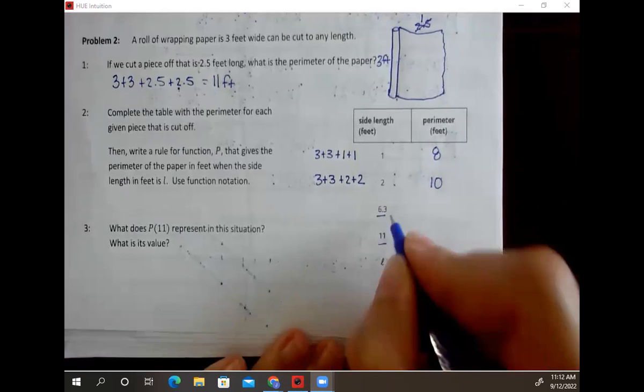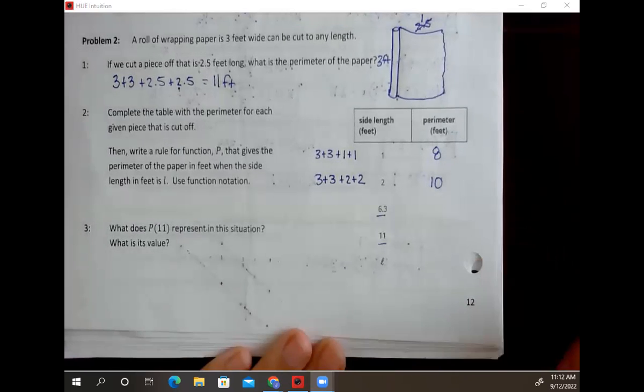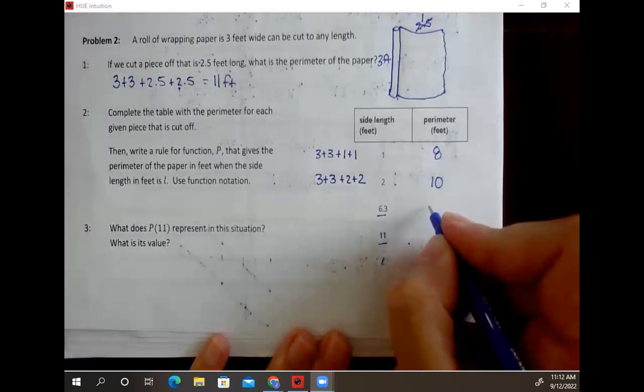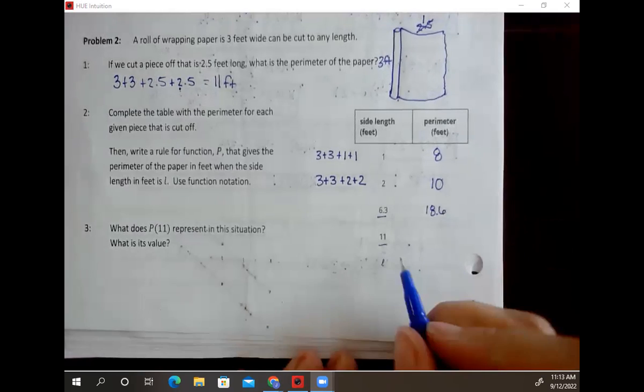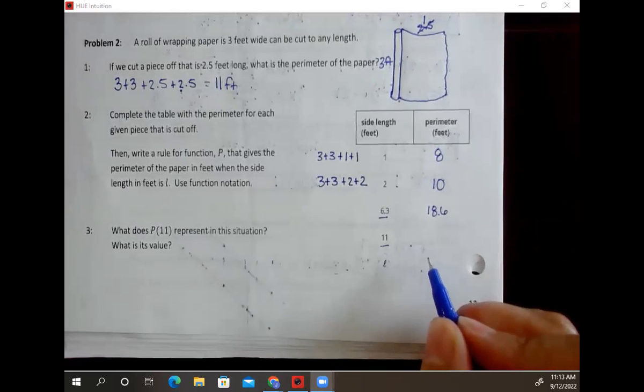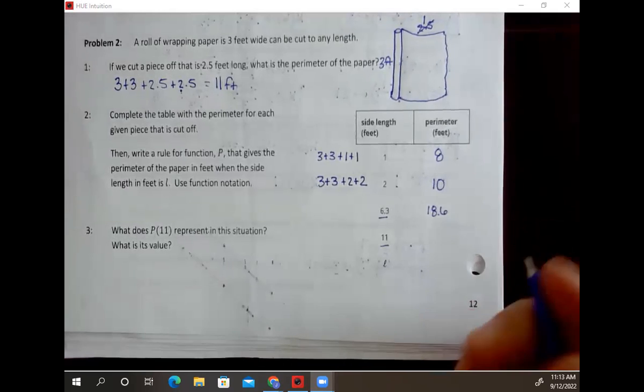Okay, what's our perimeter if we unroll 6.3 feet? 18.6, perfect. And then I'm going to wrap the largest present in the world and I need 11 feet of wrapping paper. What's the perimeter there? What did we say? Sorry. 28, yeah.